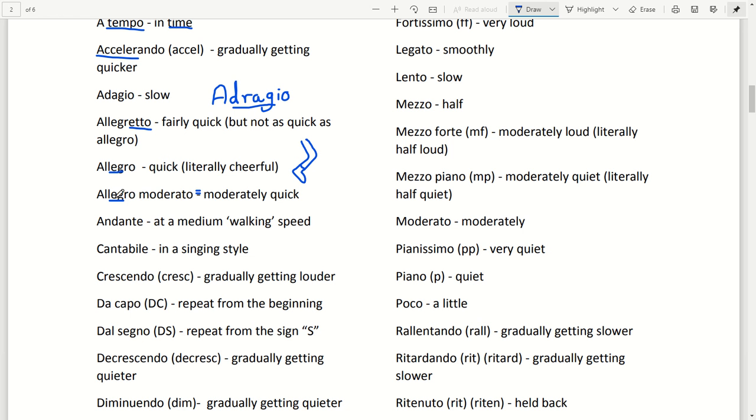So allegro moderato is legging it moderately. Moderately quick. Andante means a medium walking speed. So walking. How would you turn this word into walking?